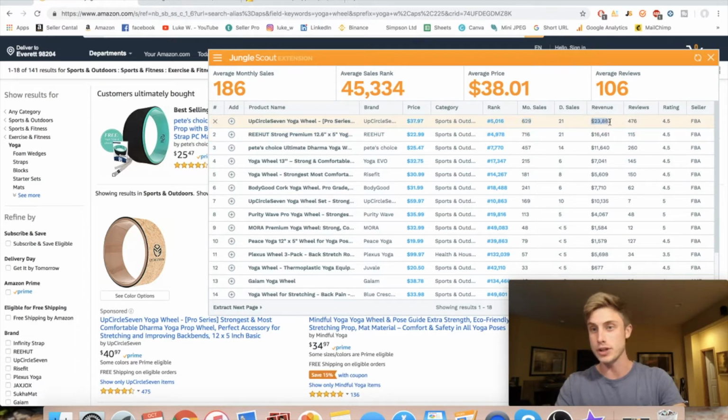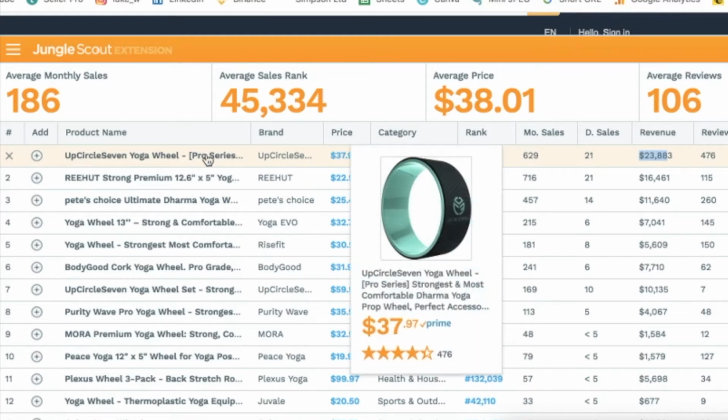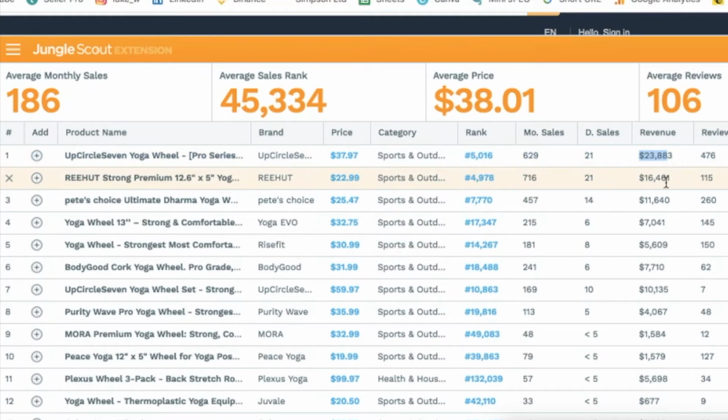Their monthly revenue shows here on the Chrome extension as well. And I like to look for products that all have over $10,000 in revenue. Now, what I'm looking at for this product is that it starts with $23,000 in revenue per month for this particular seller up here. Below it goes down to $16,000, $11,000, $7,000, $5,000, and there are some people with higher revenues here, $10,000. Then it drops off to about $1,000 revenue for everyone else below that.